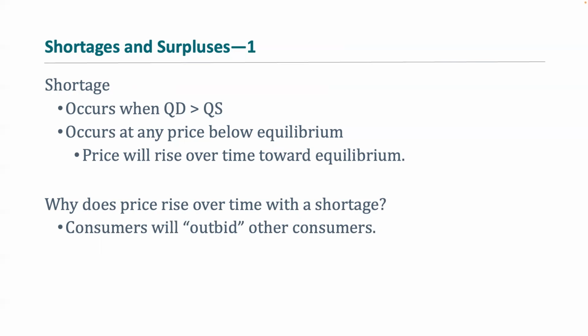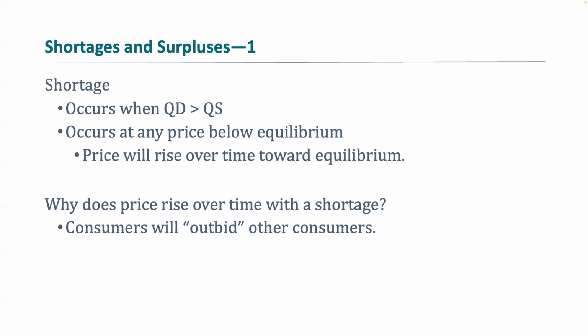Now, the question that a lot of people ask here is, why does the price rise over time when there's a shortage? And that's because consumers will basically outbid other consumers until we get back to that equilibrium quantity. So when we have a shortage, some buyers can't find sellers, and buyers are going to basically have to bid that price up to compete for that limited amount. And sellers will then in turn respond to that price increase and start producing more.